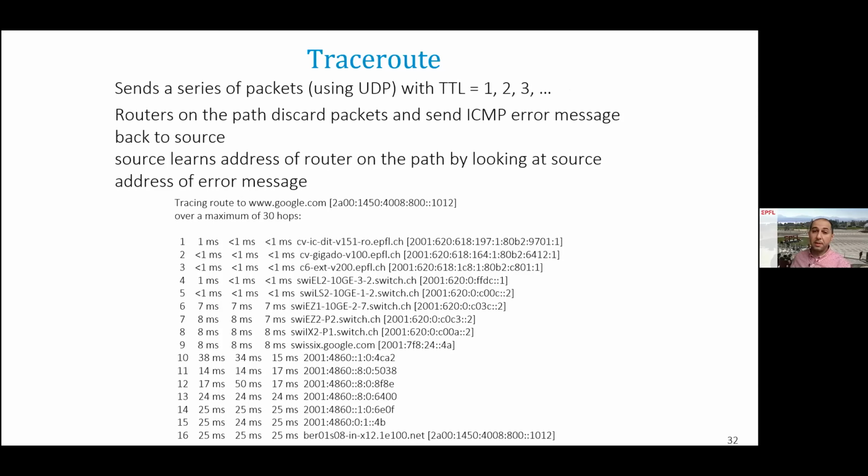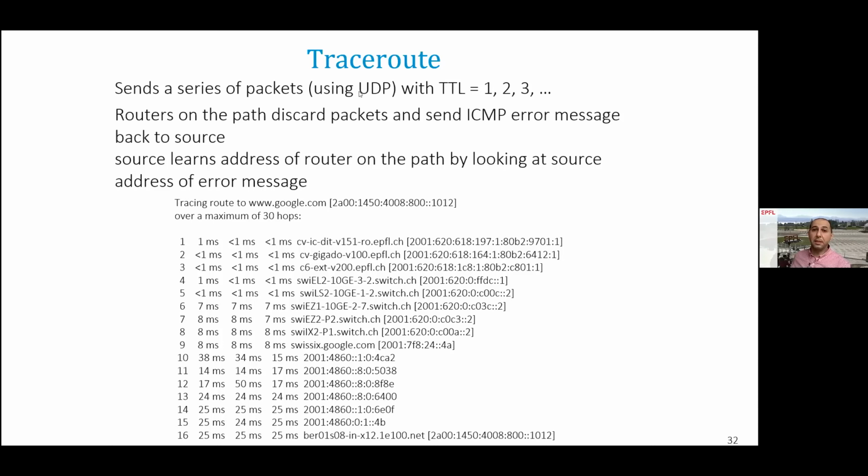So it will send this error message, and traceroute uses this error message to learn about this router, because this error message is in the end an IP packet, and it has the source IP address. So traceroute is able to learn the IP address of the first router.